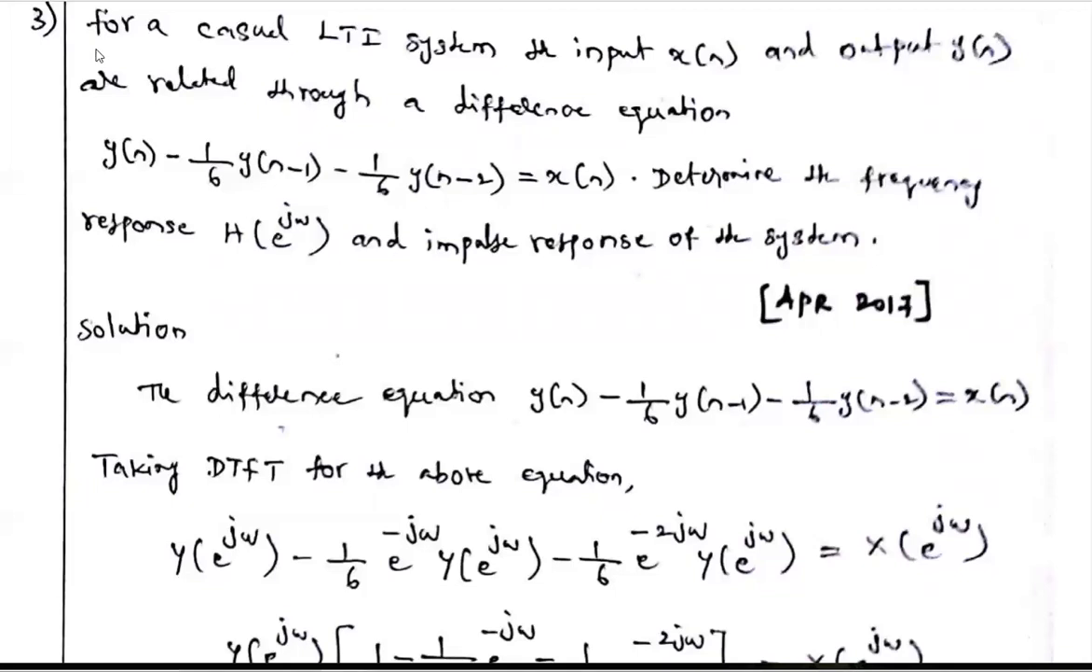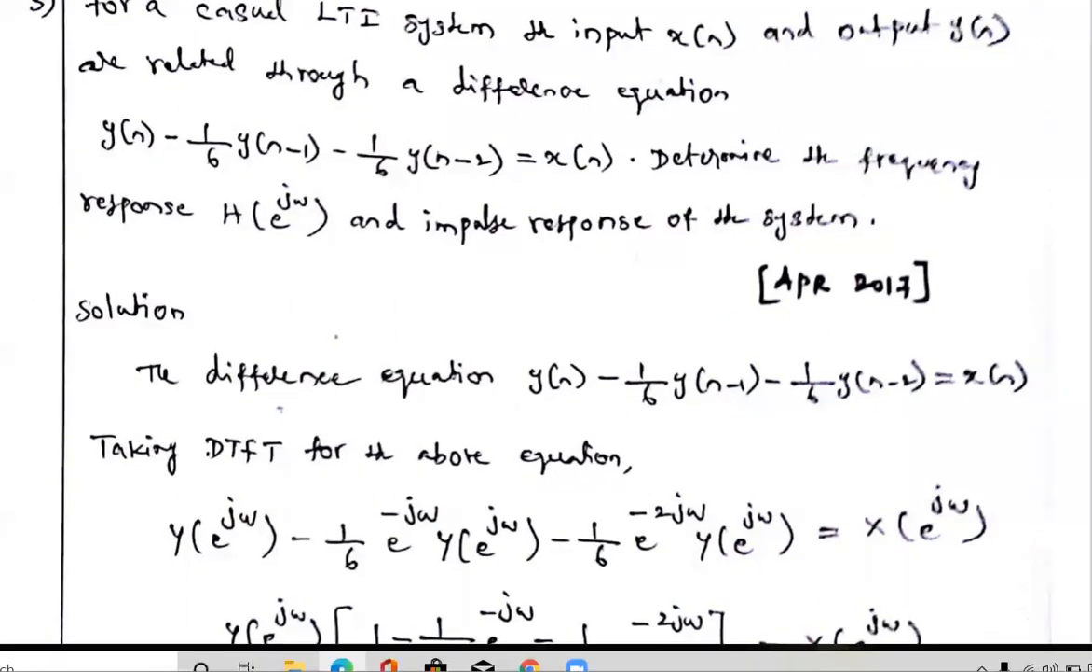So you see the question. For a causal LTI system, the input x of n and the output y of n are related through the difference equation y of n minus 1 by 6 y of n minus 1 minus 1 by 6 y of n minus 2 equal to x of n. This is the difference equation of the system. Determine the frequency response H of e power j omega and the impulse response of the system. So these two things we have to find out: one is frequency response, another one is impulse response.